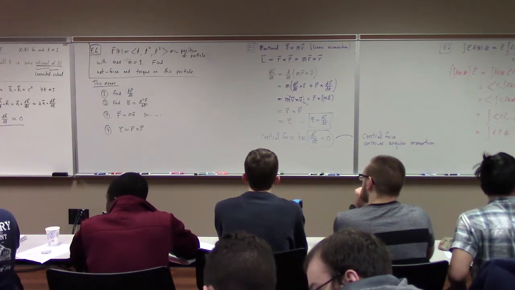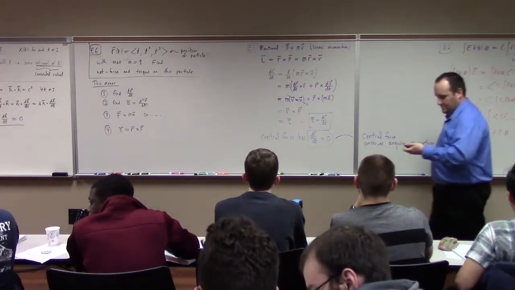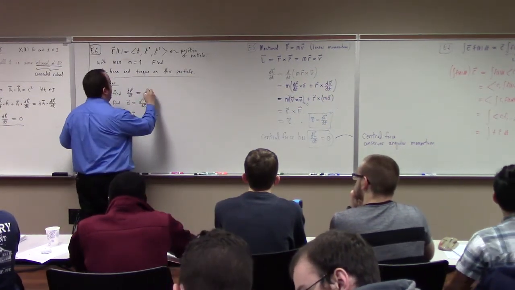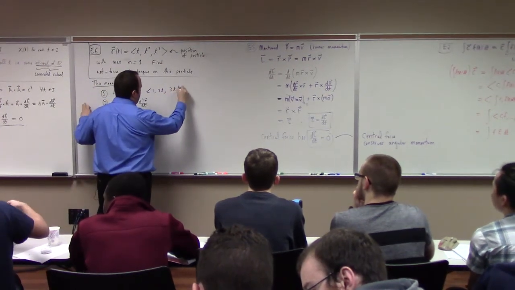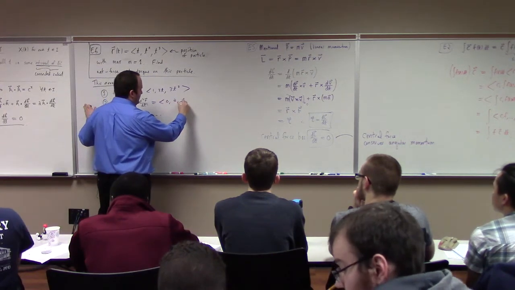Oh, so yeah, let me tell you the answer and we'll be done, right? So dR/dt is 1, 2t, 3t squared. Acceleration is 0, 2, 6t.